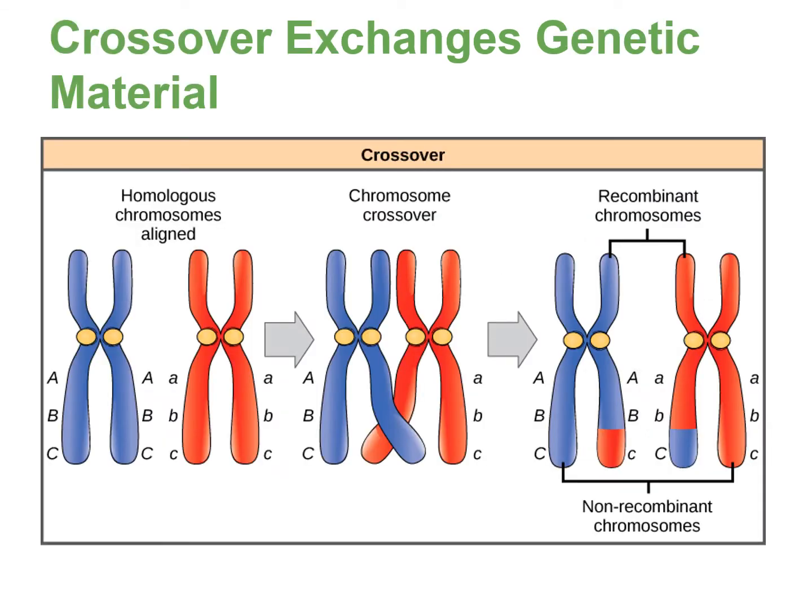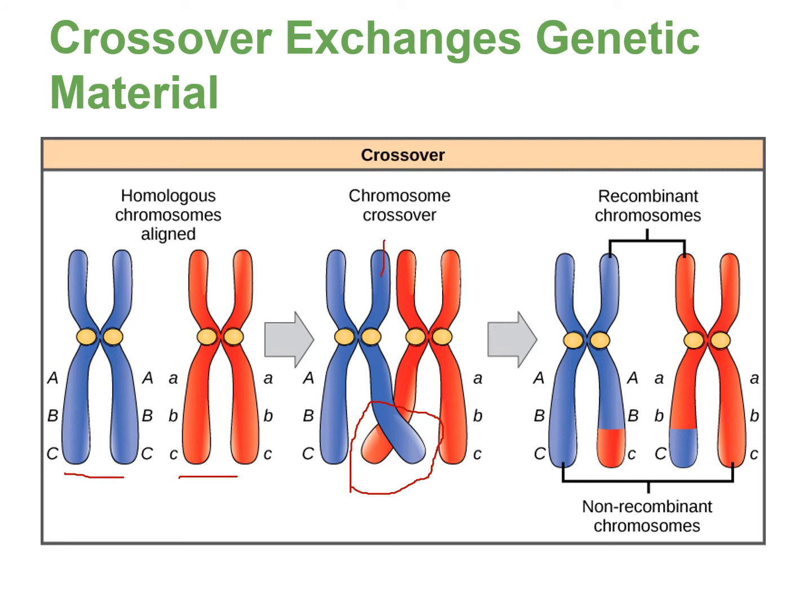So as I mentioned earlier, the process of crossing over is responsible for the exchange of genetic material. What we show here on this slide is the process of crossing over that's occurring between non-sister chromatids of homologous chromosomes. So this chromosome here and this chromosome here are homologous to one another. So what happens after they align? Then crossing over occurs. You can see the crossover event right here.